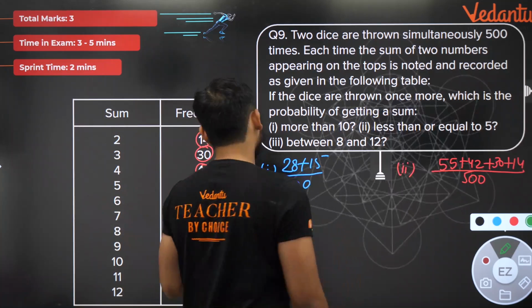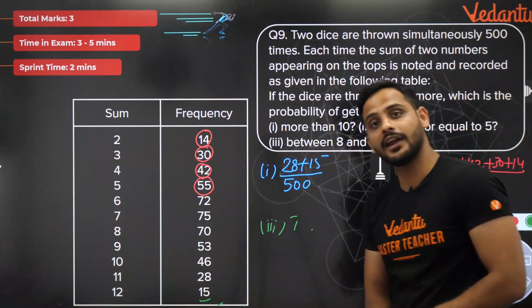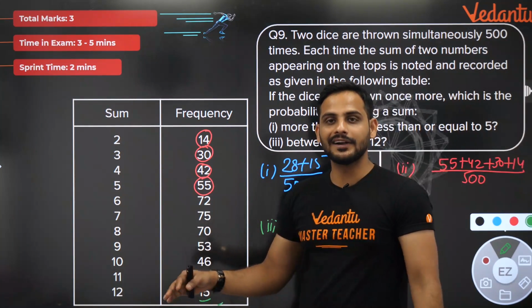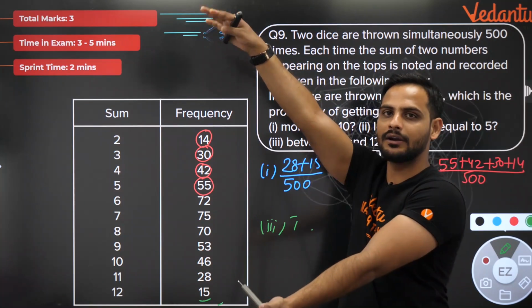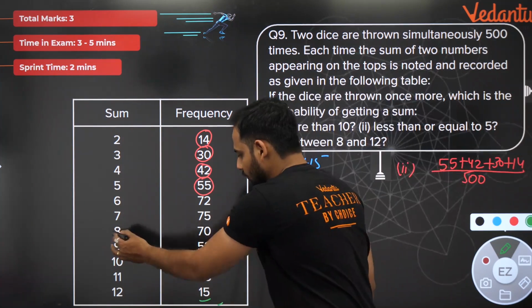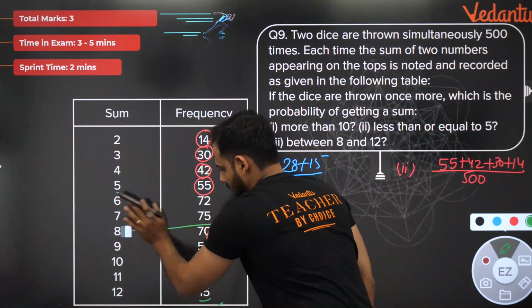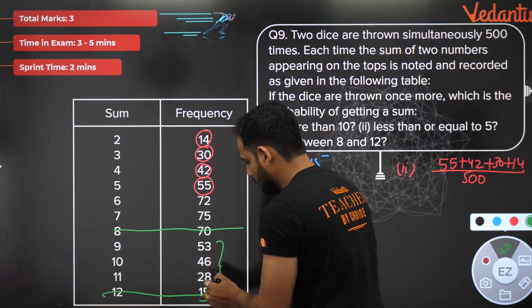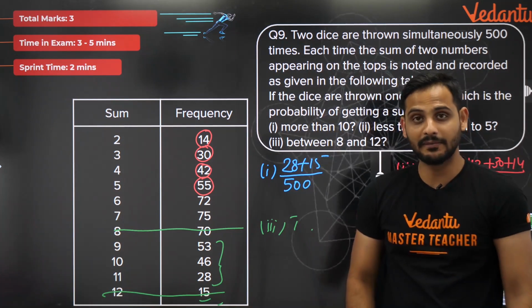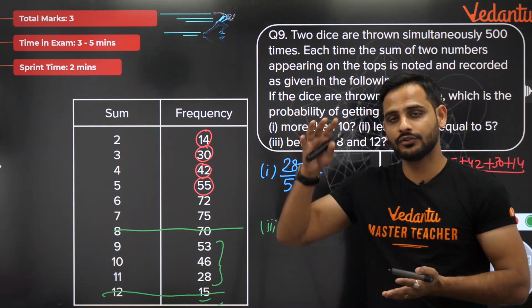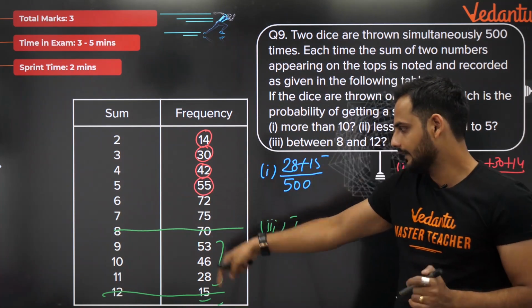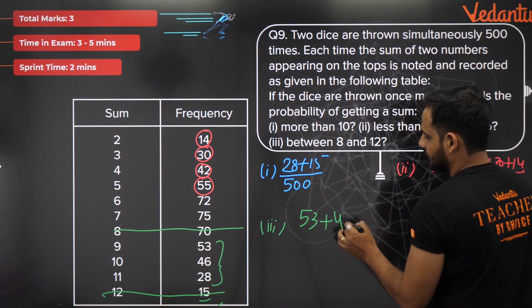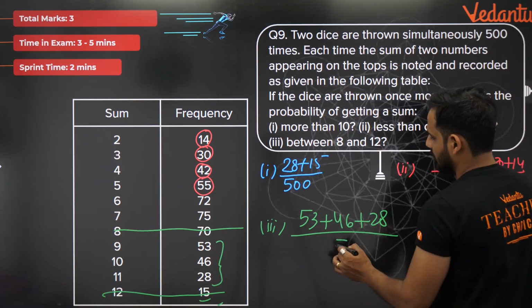Now see, if it was saying from 8 to 12, in that case I would include both 8 and 12. But it is saying between. So whenever I say between, I do not include the top and bottom. I will not include 8, I will not include 12, I will only include 9, 10 and 11. Okay, remember that is very important. Whenever it says between 8 to 12, don't include 8, don't include 12. So 9, 10 and 11 I will accept. So it will be equal to 53 plus 46 plus 28 divided by 500.